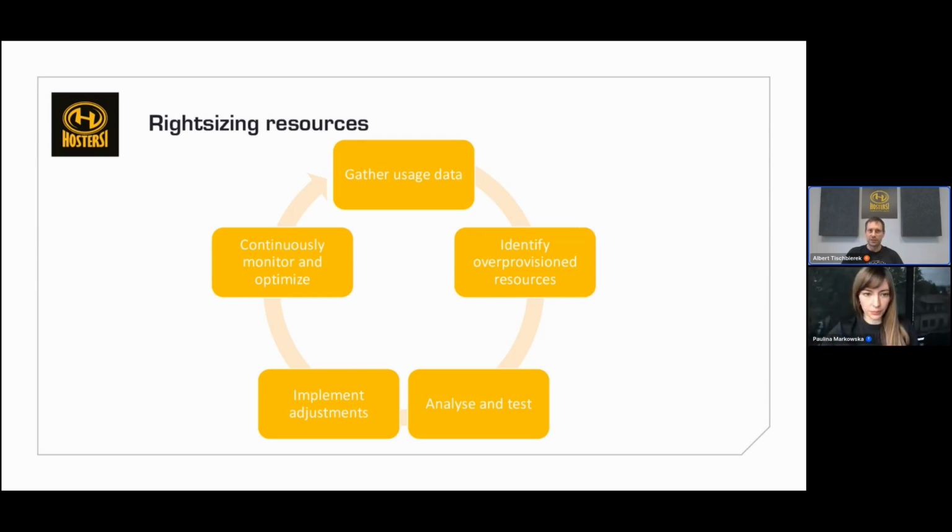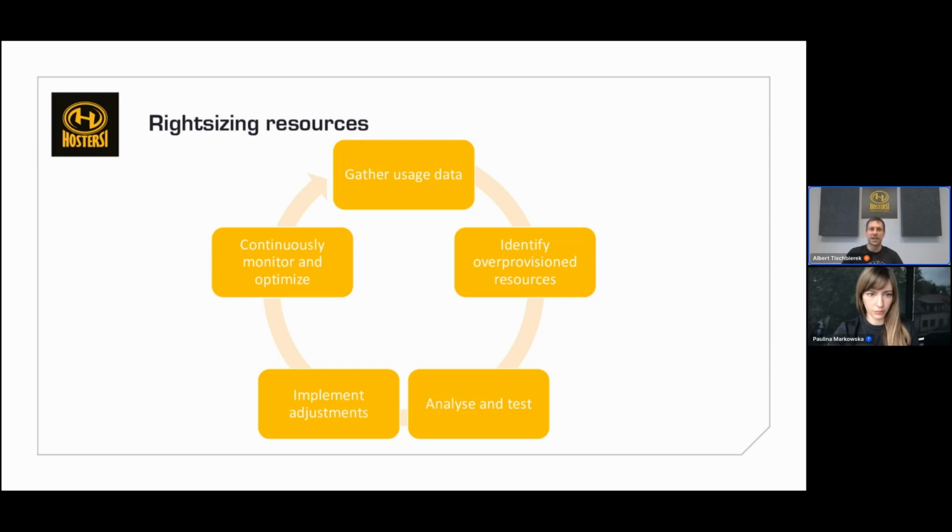Once we have decided that, we have to implement these adjustments. So we need to make resource changes in production. I recommend doing them incrementally. So not everything at once, but really going step by step and constantly monitoring the impact on performance. And whenever possible, try to automate so that you can have a flexible system moving forward.